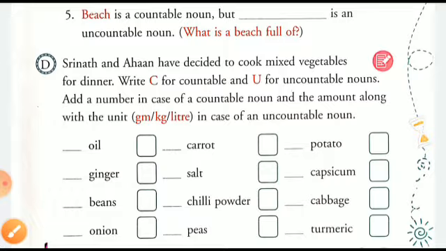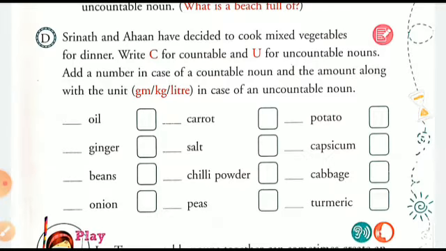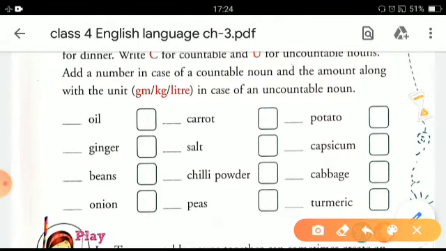Now, Srinath and Ahan have decided to cook mixed vegetables for dinner. Write C for the countable and U for the uncountable nouns, and add a number in case of a countable noun, and the amount along with the unit, that is gram, kg, liter, in case of an uncountable noun. So let's do the first one, which is an uncountable noun. Oil, uncountable noun. So the measuring unit for oil is liter. 1 liter oil, uncountable.